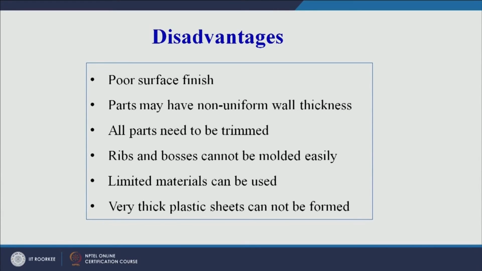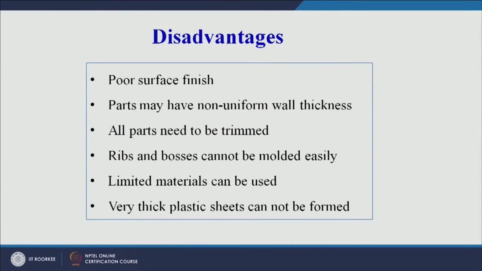Yes, that's true, because one problem we have already seen, non-uniform wall thickness, and if on top of that we have ribs and bosses inside the design or inside the mold cavity, then it becomes difficult to control the process. So ribs and bosses cannot be molded easily. Limited materials can be used. Within polymers also the process is majorly focused on thermoplastics, so thermosets cannot be molded easily using the thermoforming process.